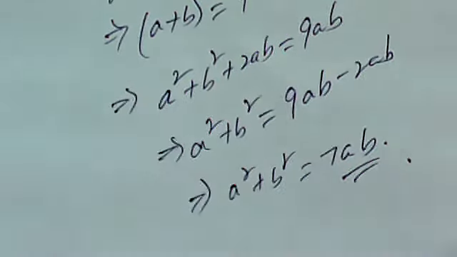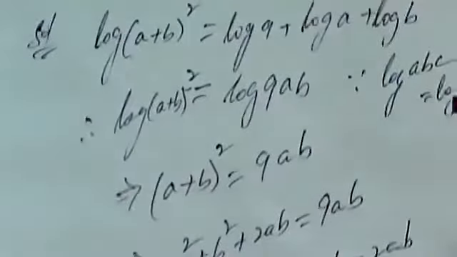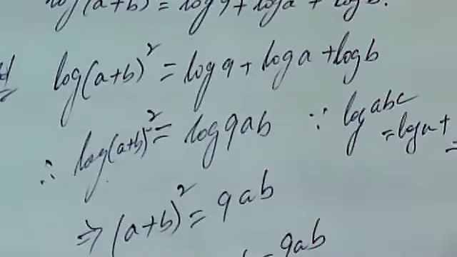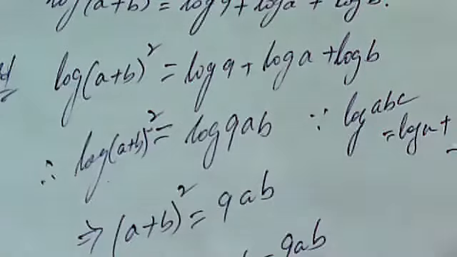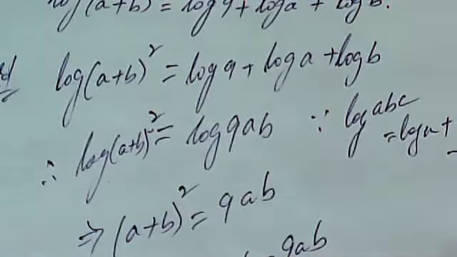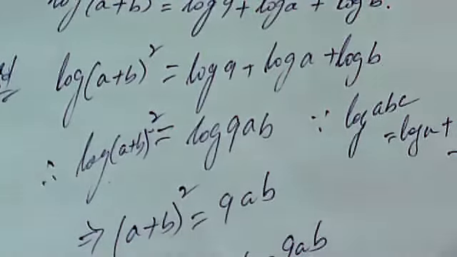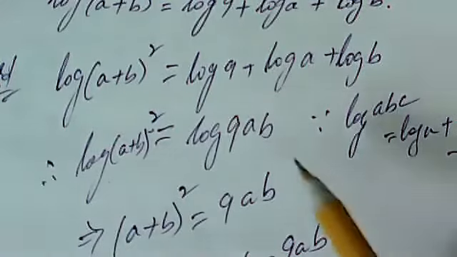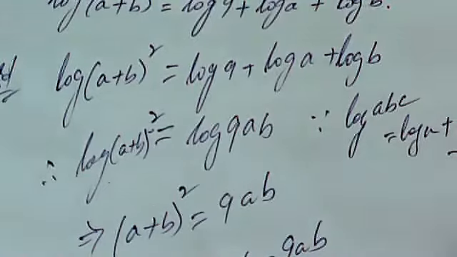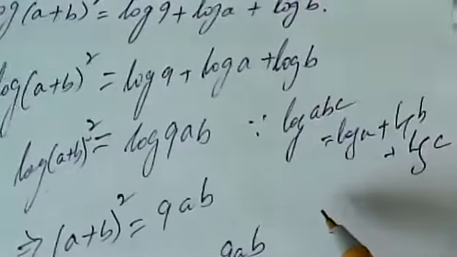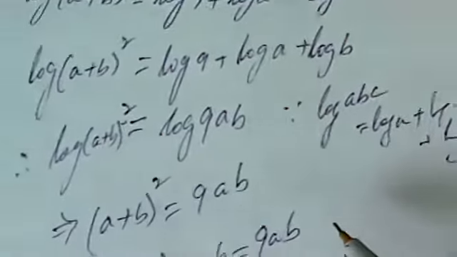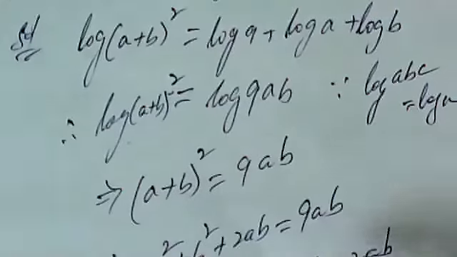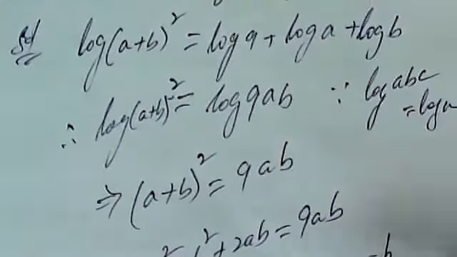Now let us look at this problem once again. We started from log of (a plus b) whole square. It is given as equal to log 9 plus log a plus log b. So log of 9 into a into b. Log abc can be written as log a plus log b plus log c, the product rule. So here (a plus b) whole square is equal to 9ab.